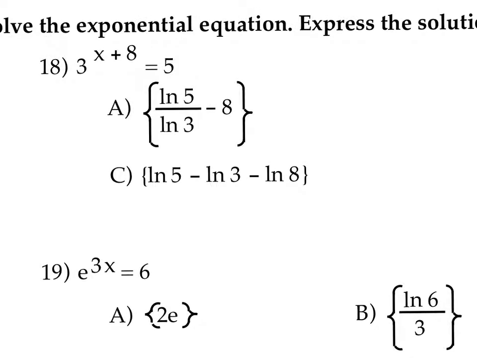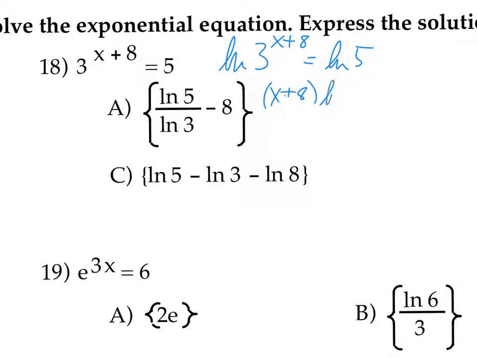For number 18, we are solving an exponential equation, but we already basically did the same problem on the previous page. I guess we're going to take the problem again, because why not? Take the natural log of both sides, and when you do that, you get ln of 3 to the x plus 8 is equal to ln of 5.